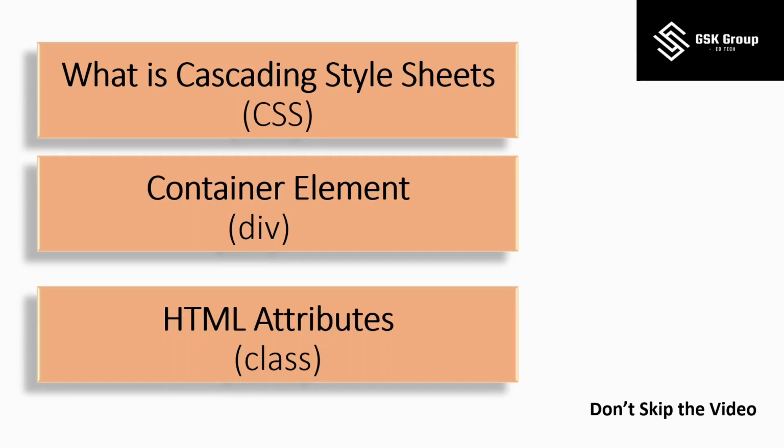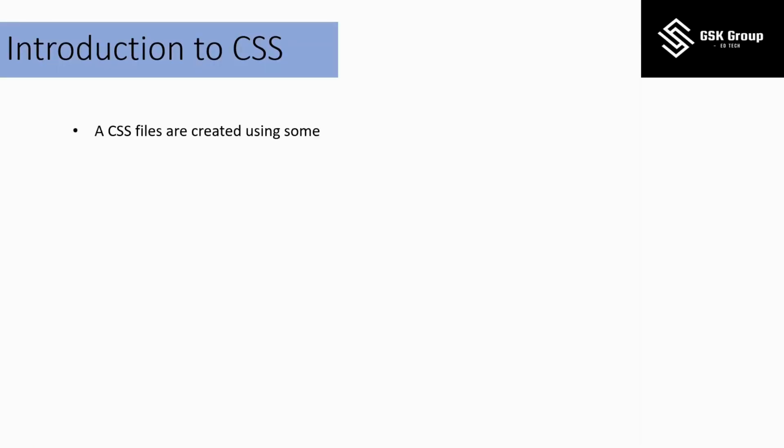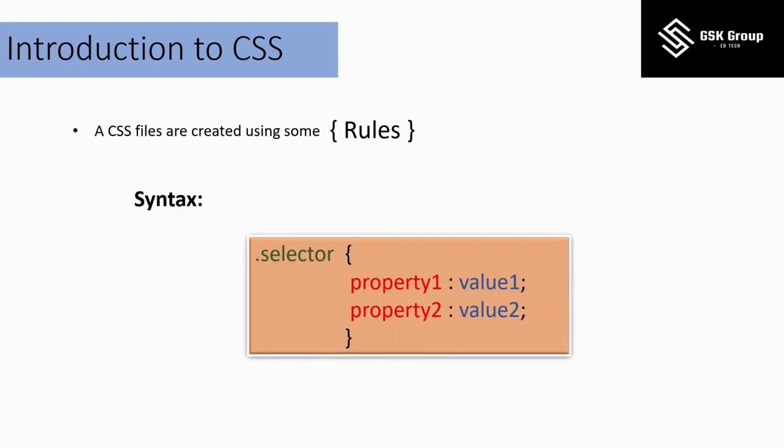First of all, we'll discuss the CSS part. What is CSS? CSS is nothing but Cascading Style Sheet. It is a style sheet language which is used to style the elements of the HTML content, right? CSS files are created using rule sets. How will it look? It contains a selector, a property and a value. So what is a selector, what is a property and what is a value? We are going to discuss it.